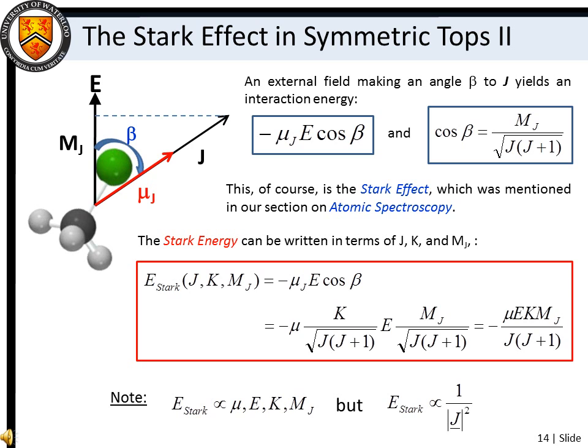Thus we see that the Stark energy is not only dependent on the molecular dipole moment and the magnitude of the external electric field, but also on the K, J, and M sub j quantum numbers. In other words, the Stark splitting exhibited by each quantum state is different. Note also that the Stark energy is inversely proportional to J squared. As a result, Stark splitting quickly decreases with increasing molecular rotation.